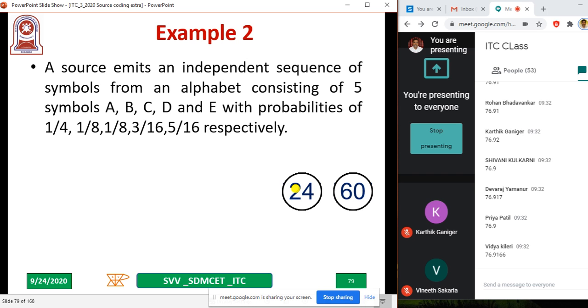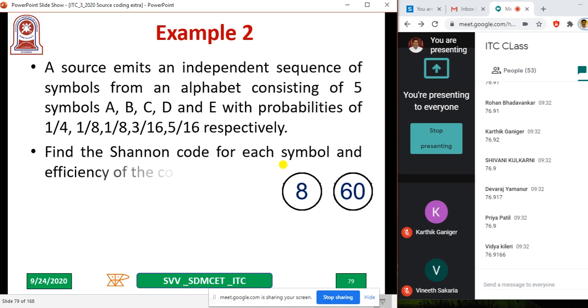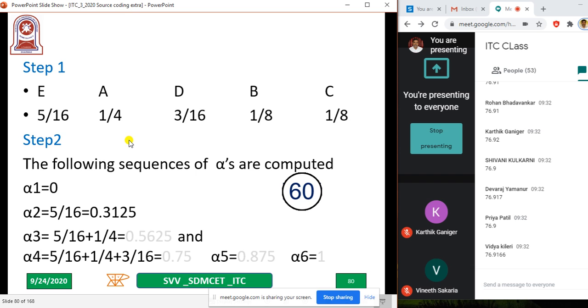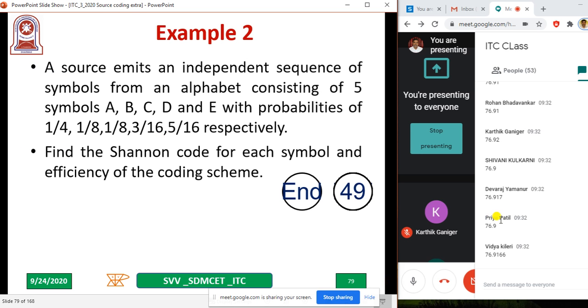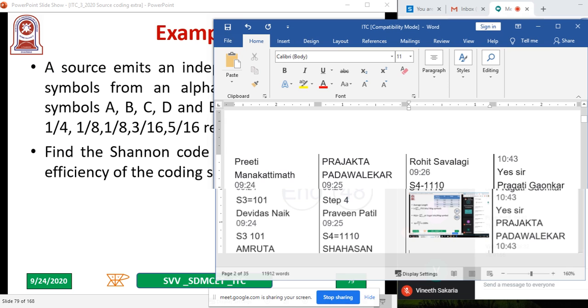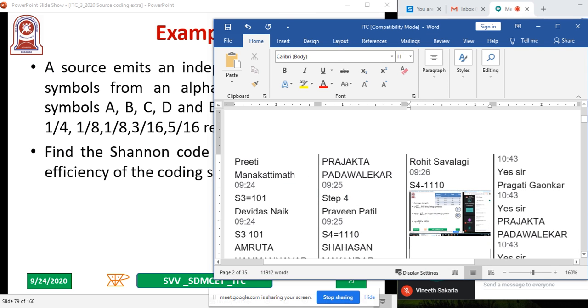I repeat, A, B, C, D and E with the probabilities of 1 by 4, 1 by 8, 1 by 8, 3 by 16, 5 by 16 respectively. Find the Shannon code for each symbol and efficiency of the coding scheme. Try to do this. Write your answers in the chat box. Find out all.